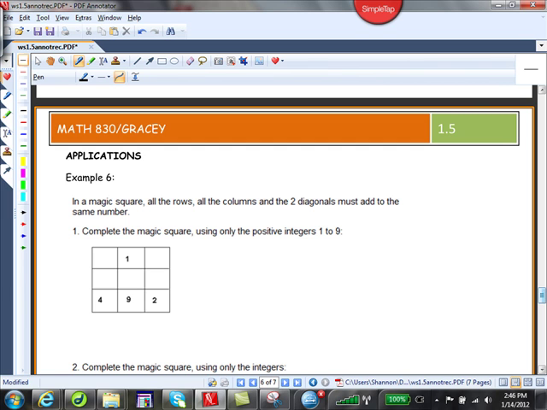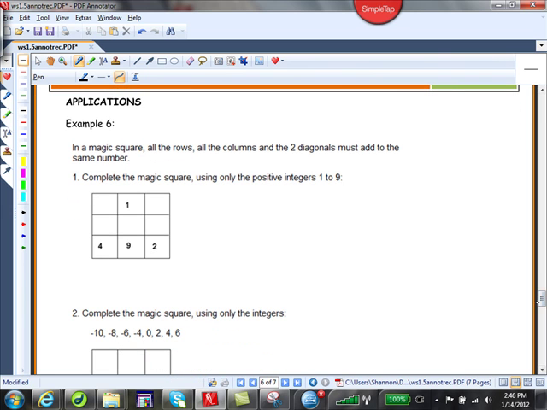Okay, here's a couple applications. I don't know if you've ever worked with magic squares, but they're kind of cool little puzzle type things. In a magic square, all the rows, all the columns, and the two diagonals must add to the same number. So the first magic square, you're using the positive integers from 1 to 9. Right? So if you notice, they've completed one row for us. They've kind of helped us out. So if you look, do you see 4 plus 9 is 13 plus 2? Do you see that that ends up being 15?